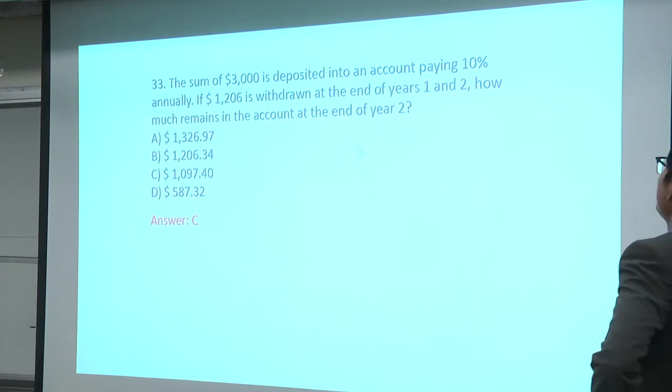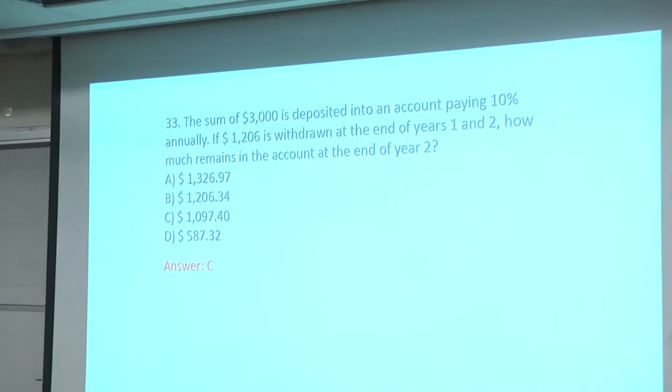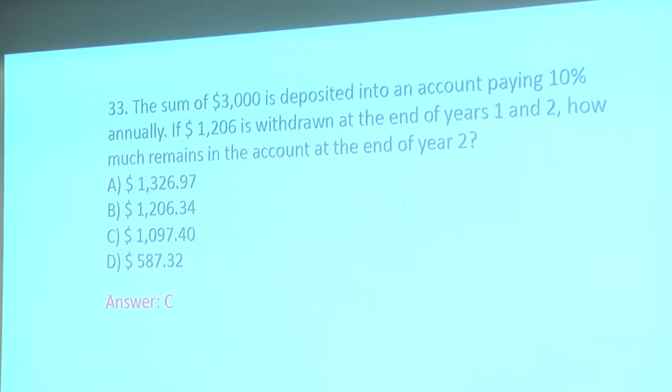The sum of $3,000 is deposited into an account paying 10% annually. If $1,206 is withdrawn at the end of year 1 and 2, how much remains in the account at the end of year 2?